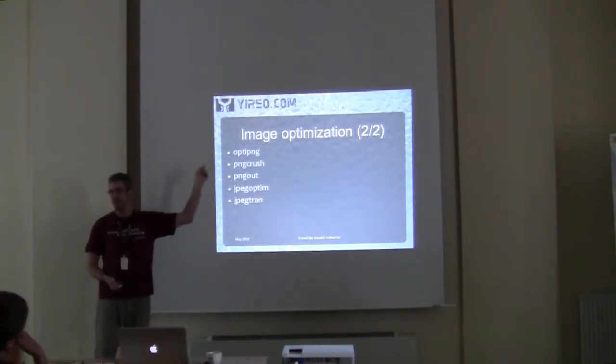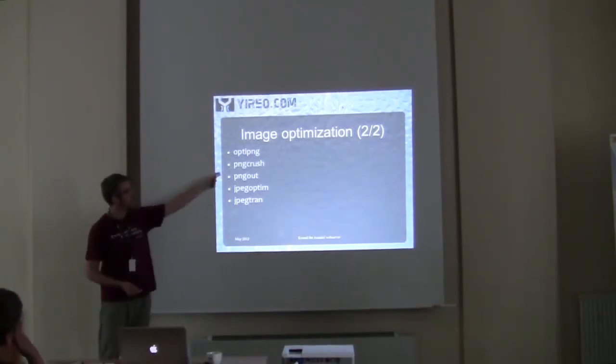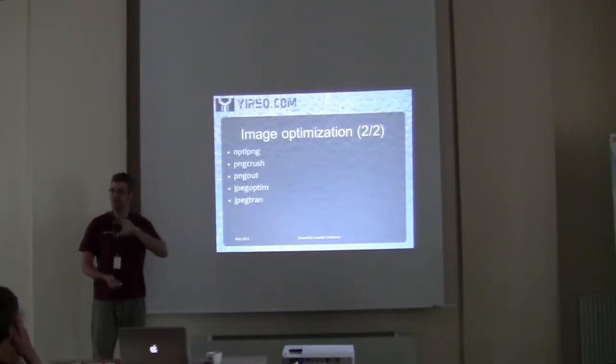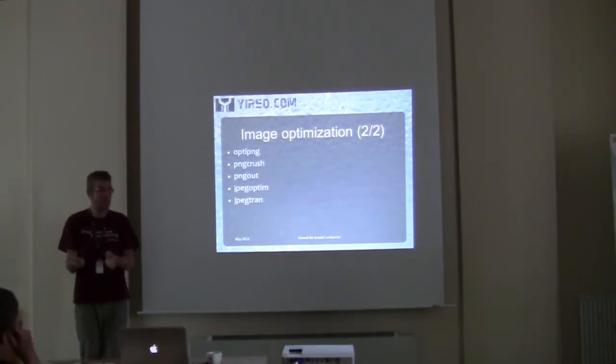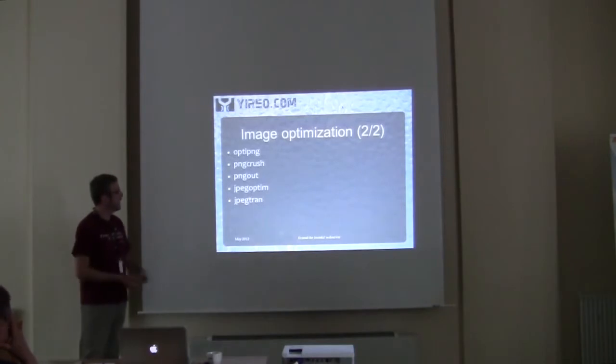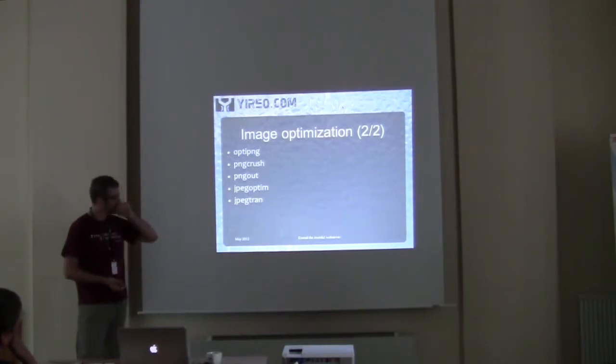OptiPNG is basically one of the best. PNG Crush is almost copying the behavior of OptiPNG, and for some compression techniques, OptiPNG is actually a little bit faster than PNG Crush. So basically, I always use OptiPNG, get up to 95% of the optimization, and forget about the rest. There's also some JPEG optimizations possible, JPEG Optim and JPEG Trend.